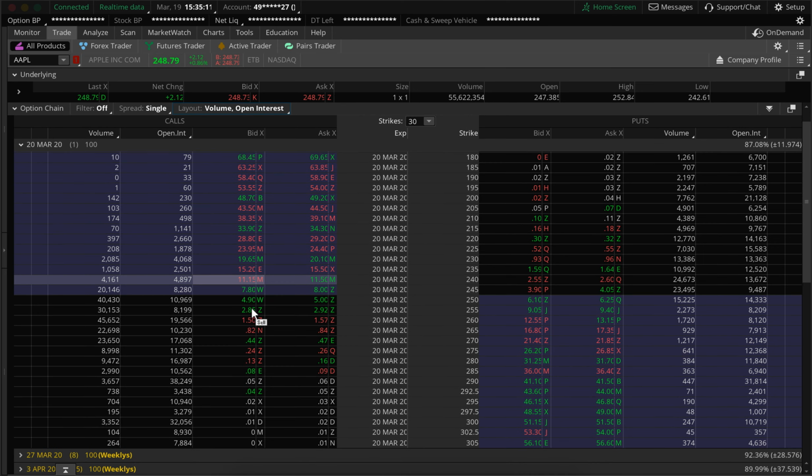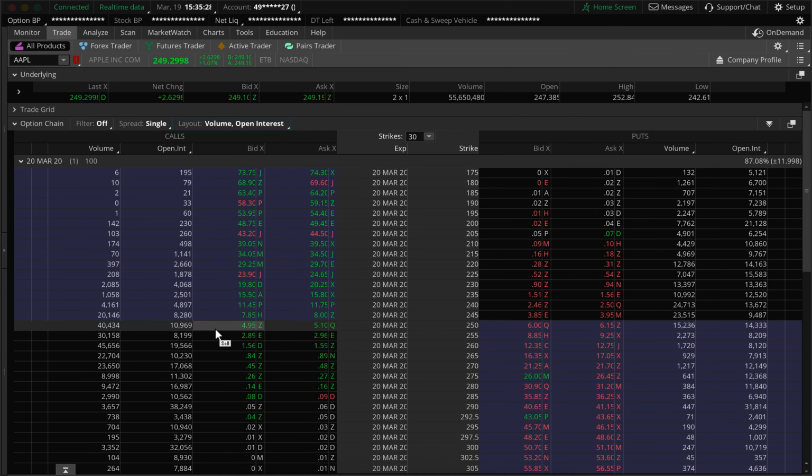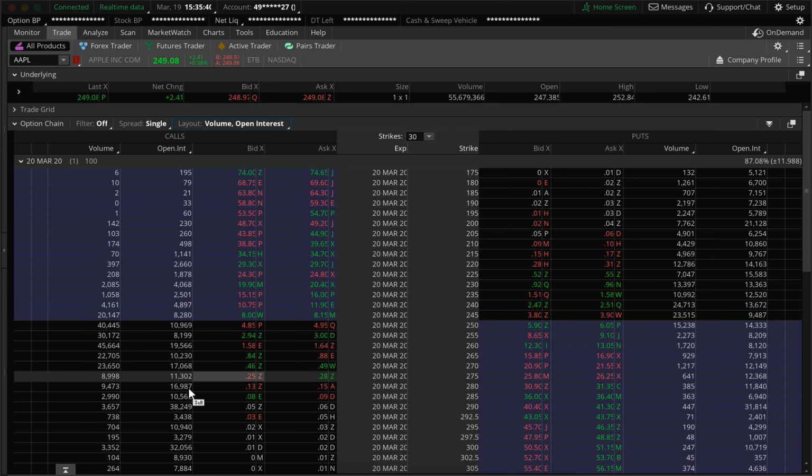Now, volume is obviously how many contracts were traded today. And open interest is how many contracts are currently open, meaning how many contracts people have as a position. If you look at the at-the-money contracts, the 250 strike calls, there's an open interest of 10,969. What that means is that somewhere out there, there are 10,969 contracts still open and not closed positions. That's what open interest is.